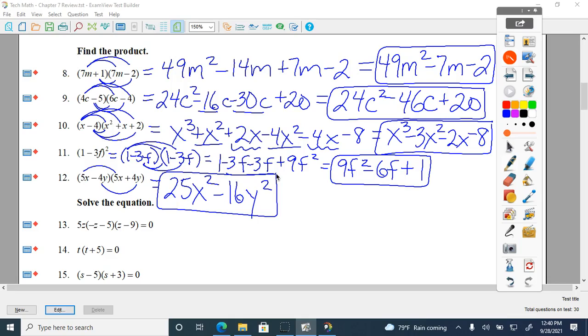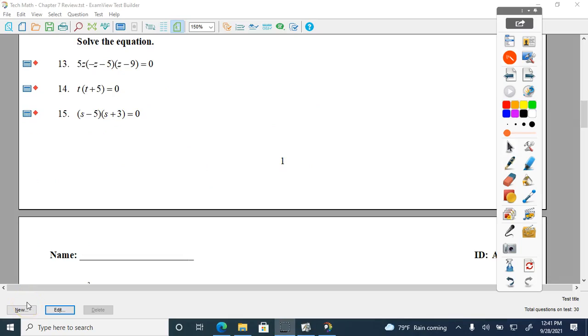Any questions? I'll hit pause real quick so y'all can copy it. 13, 14, 15, and then it continues over on the back, 16 and 17, I believe. Beautiful. It says solve the equation. Okay? The first three, I gave you the easy ones. Okay? In order to make this 0, one of these three has to be what?